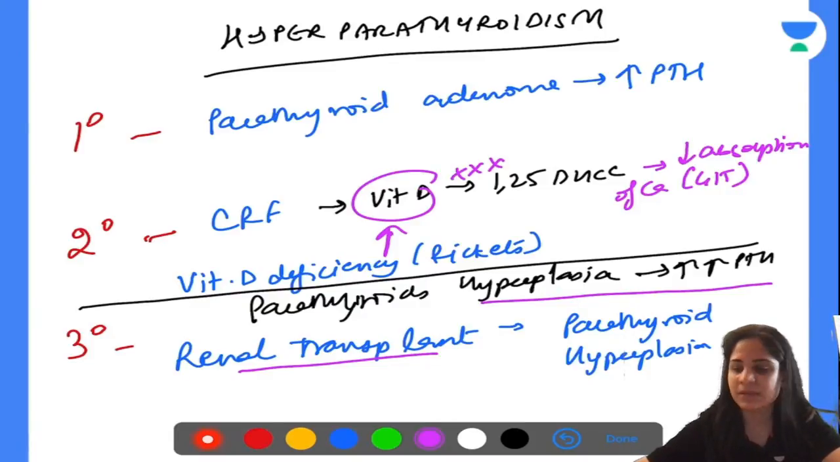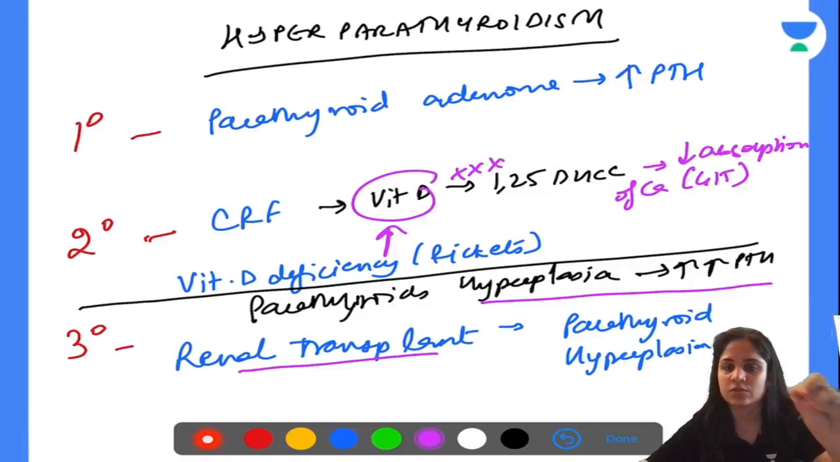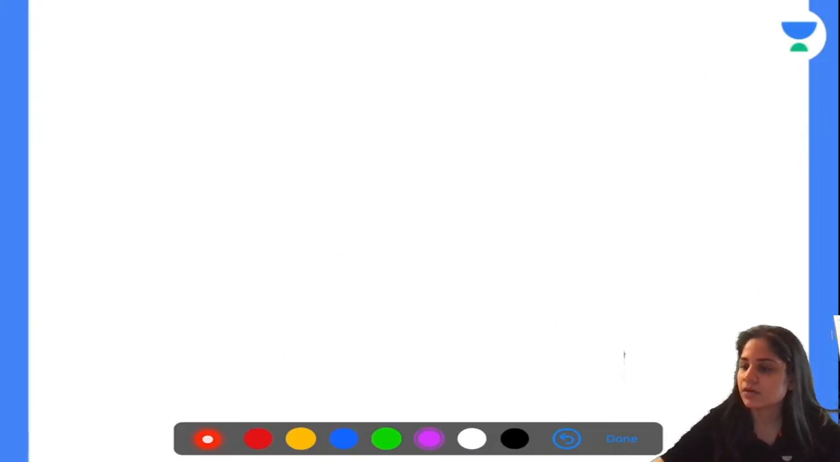You will remember this now: primary, secondary, tertiary. Primary is happening in the gland itself, secondary is due to some problem in the kidney, and tertiary is after transplant. Alright, okay. Now in hyperparathyroidism, what are the clinical features that the patient presents with?